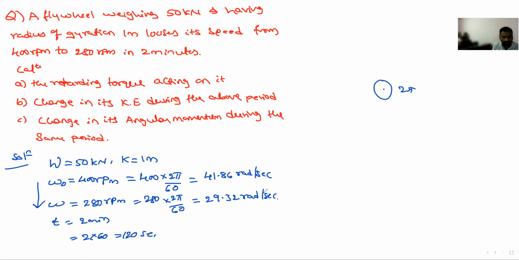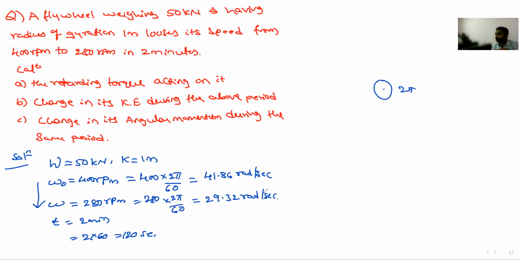Yes. What is asked? Retarding torque. So retarding torque is nothing but retarding acceleration. Angular acceleration he is asking. Okay. So compare this with the linear motion. If the object is moving, initial speed is 400 rpm. Final speed is 280 rpm. Which equation? Initial velocity is given, final velocity is given, time is given. First linear equation of motion: v is equal to u plus at.